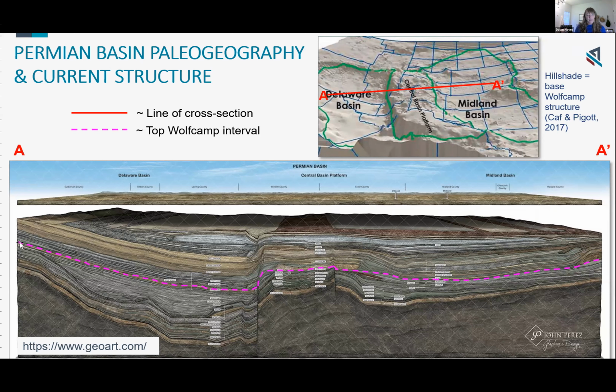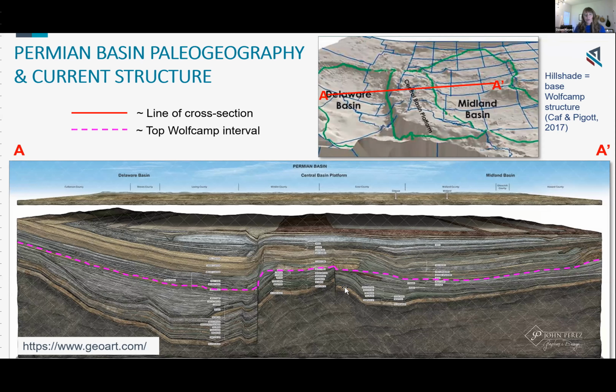The purple or pink line here that I'm showing is just the top of that Wolfcamp formation. So you can trace that across the basin. A couple of things to note. One is that there are variations in thickness, and you can probably see, if you squint your eyes a little bit, variations within this unit. It's not just one big thick unit of the same thing. There's a lot of little lenses of sediment in there.